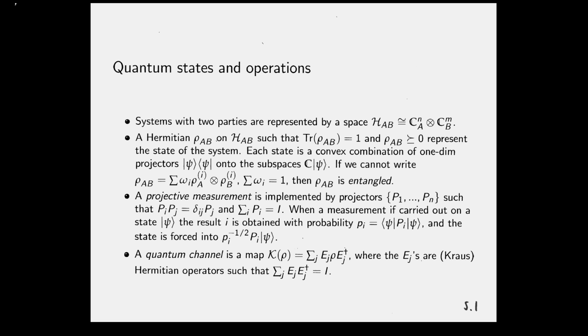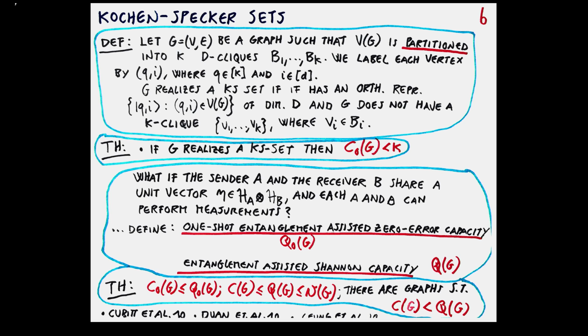Now, when a measurement, there's a typo, is carried out on a state psi, the result i is obtained with probability p_i, given here by the projector, and the state is forced into some post-measurement state, which is given here. Now, a quantum channel is just a map that takes states into states, and is expressed by Kraus operators, such that the sum of these products is equal to the identity. So this is essentially all that one needs to know about quantum mechanics to deal with lots of interesting things, and of course to deal with this part of the talk.